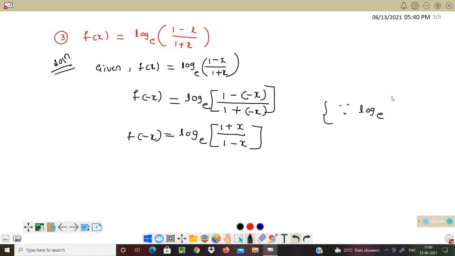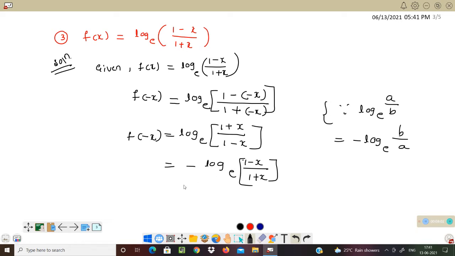Log a by b, which is nothing but what? We can also write this in the form of log e of b by a. So just now I'm going to write it down in that standard form. Log to the base e, here this is a, this is b. Now 1 minus x comes in the numerator and 1 plus x comes in the denominator. Got it? And you just observe this function. Does this look like f of x or not? Of course it is.